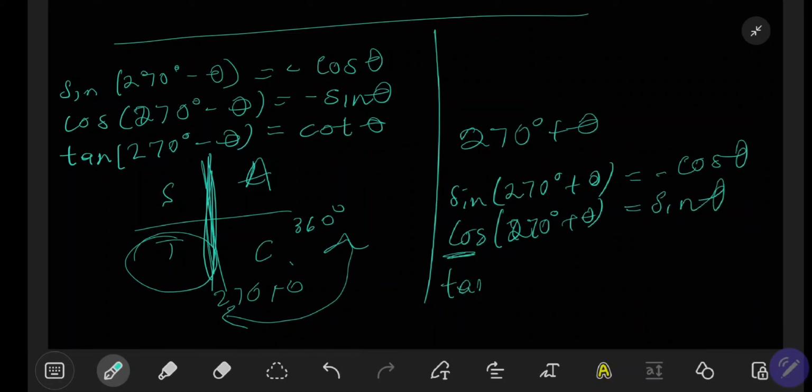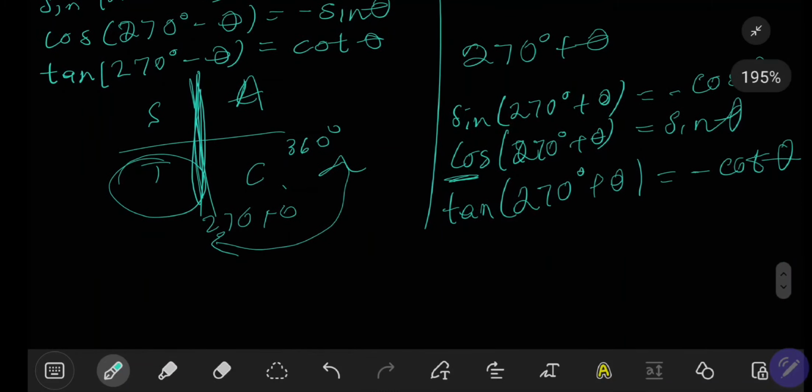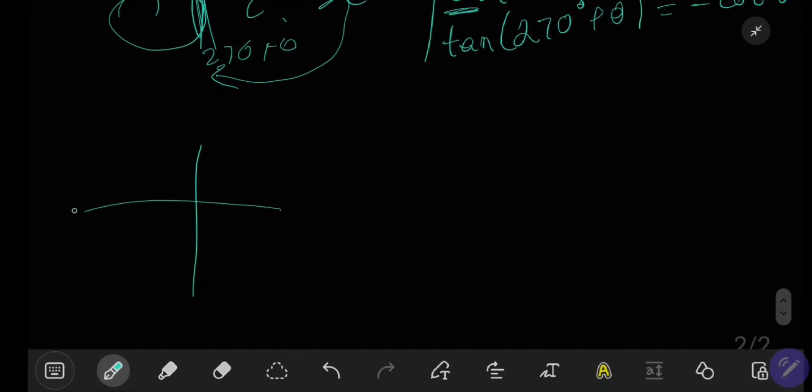Then if we have the tangent of 270 degrees plus theta, this will be equivalent to, we know that tan is negative in the fourth quadrant, and then we have the co-ratio of it, which is cot, and then we have our theta there. So basically, this is our reduction formula. This is how we use the CAST diagram to reduce.